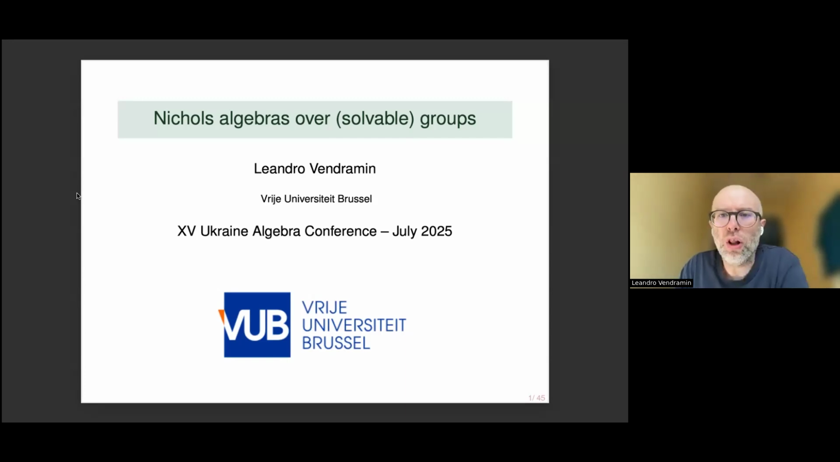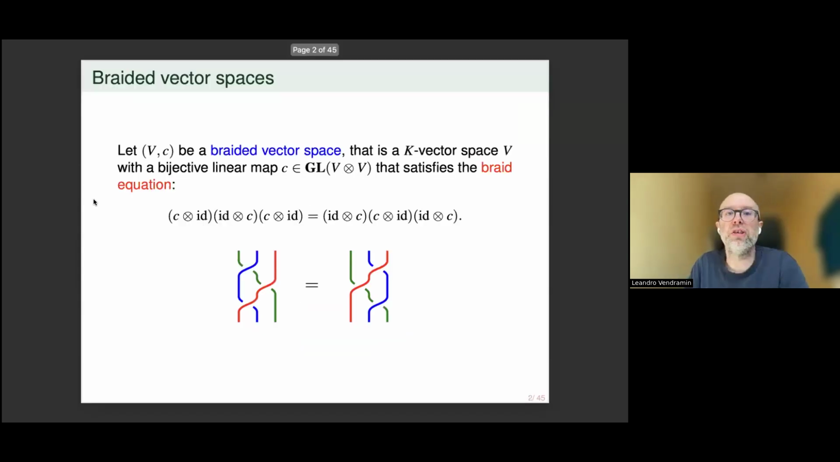So first of all, I will start with a definition of a braided vector space. This is just a vector space over some field K, together with a bijective linear map from V tensor V into V tensor V, satisfying the braid equation, which is this equation that I wrote there. It is called the braid equation because of the picture. You have this pictorial representation of the equation. This is also known as the Yang-Baxter equation or the quantum Yang-Baxter equation, depending on the papers. And yeah, this is the starting point.